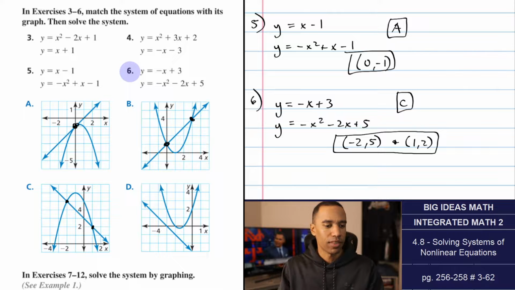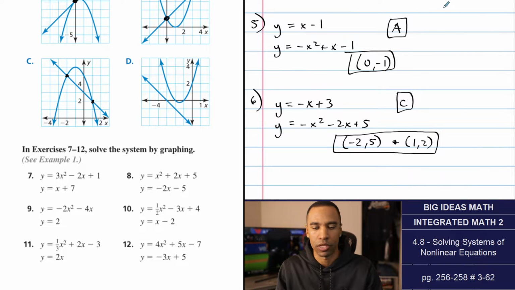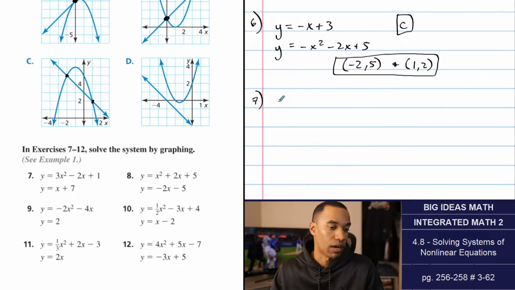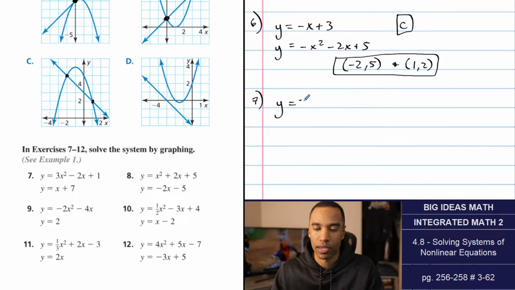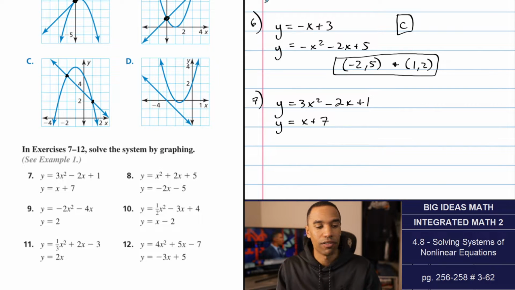Great. Okay. For these next ones, 7 through 12, we are going to solve by graphing, and we're going to do it in kind of that method where we graph them separately. So number 7, we have y equals 3x squared minus 2x plus 1. Now, they are not favoring us with this kind of graph.